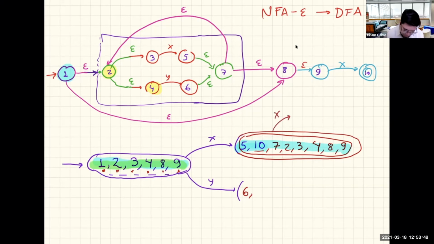So 5, let's examine with X, and we will see what happens. 5 and X, nothing. 10 and X, nothing. 7 and X, nothing. 2 and X, nothing. 3 and X go to 5. 4 and X, nothing. 8 and X, nothing, but 9 and X goes to 10.